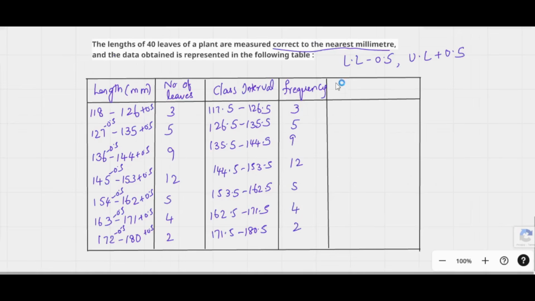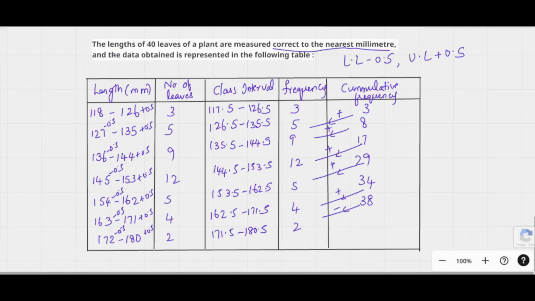Done. And last we have to find out the cumulative frequency. So first is 3. We add 5, that is 8. 8 plus 9 is 17. 17 plus 12 is 29, and 29 plus 5 becomes 34. 34 plus 4 becomes 38. 38 plus 2 becomes 40. This is our cumulative frequency.